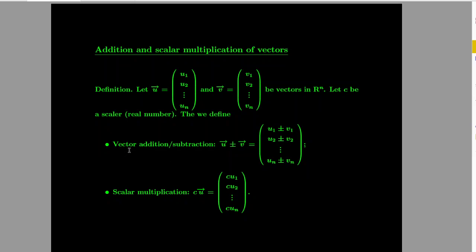So vector addition. You are given two vectors in Rn, in the same Rn. By that we mean u and v have the same number of components. If you are given two vectors with the same number of components, then we can define addition and subtraction of two vectors. Addition is the operation. The answer, we can also call the sum.